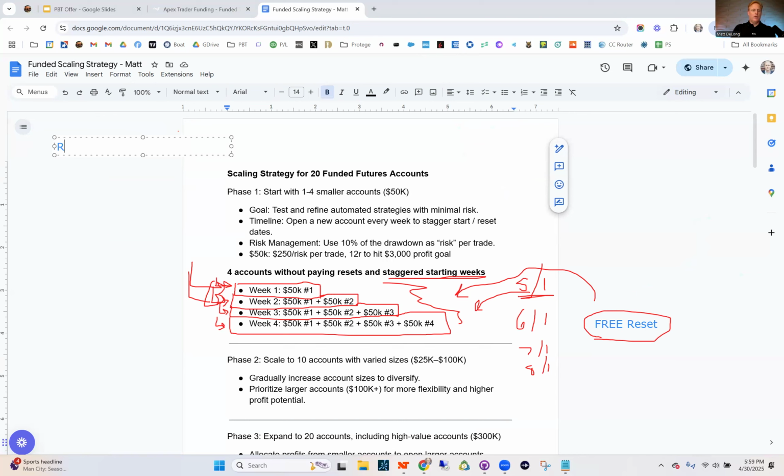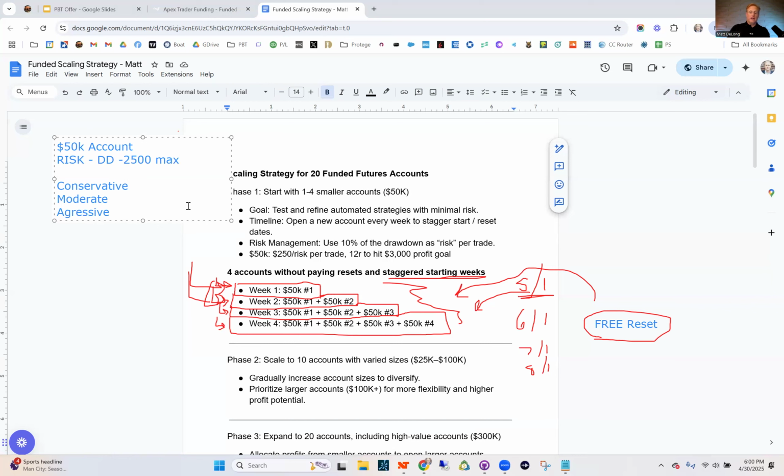There are 3 different ways to handle risk: moderate, aggressive, and conservative. Now remember, your drawdown is a maximum of $2,500 in a 50K account. We're talking about a 50K account. Your drawdown is $2,500 max.